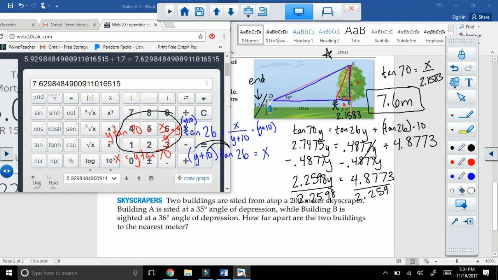I'll just make a little note here. You have to make sure that the final answer is x plus the 1.7, because you have to take into consideration this height here would be 1.7. So the whole tree would be 1.7 plus x.